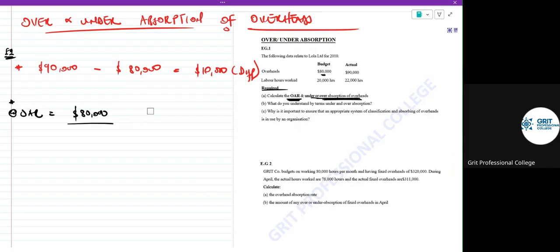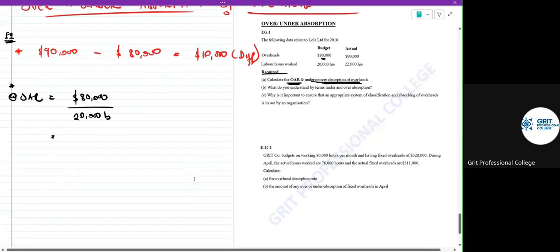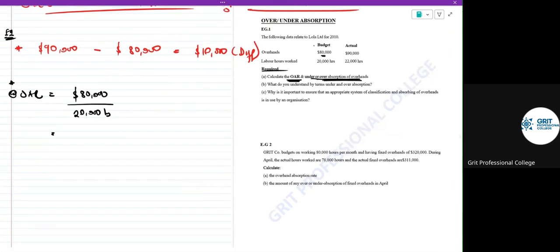All right. So always remember, when you are computing the OER, we use what? The budget figures. Okay? The budget. All right. So divided by 20,000 hours. And that gives us how much? $4. All right. So $4 per hour. Very important. Okay. All right. $4 per hour. So this is the rate, the overhead absorption rate.